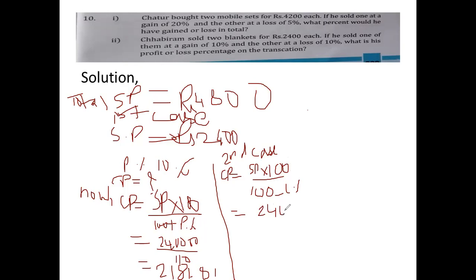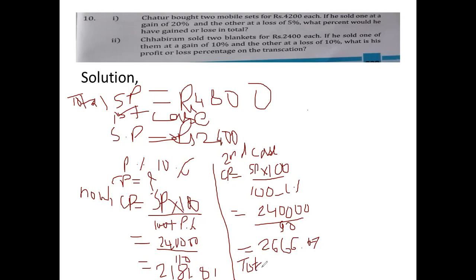Then you will get 2400 multiplied by 100, then 2 more 0s added here. And if you subtract this 10, then it will be 90 only. Right? Then if you cancel them, you will get 2666.67. Okay, children. This is also CP, this is also CP. If you find total CP, what will you get?